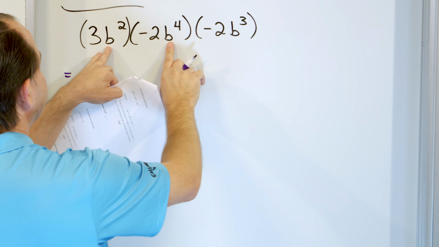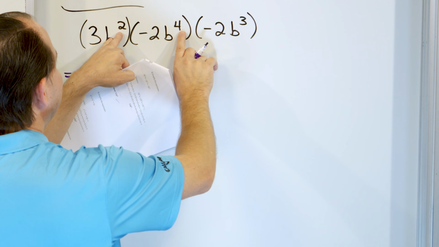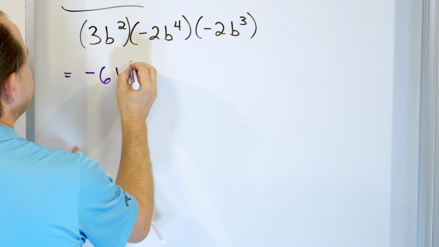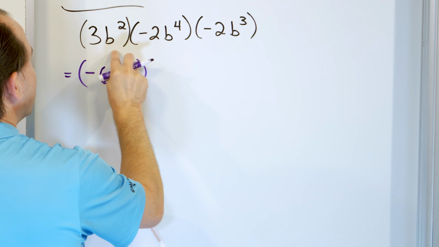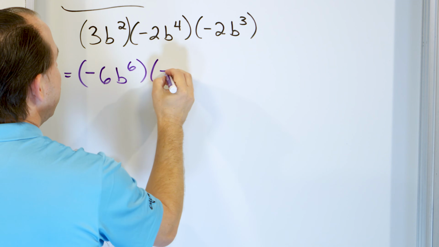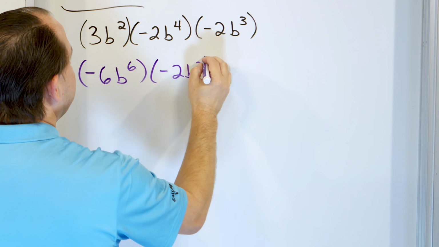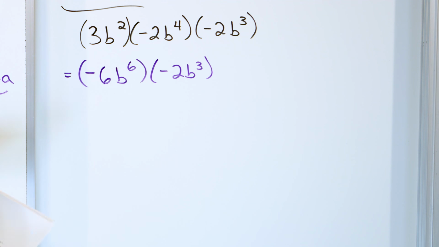And then these get multiplied, same base, and we add 2 plus 4, which is 6, so it's b to the 6th power. So these multiplied together give us this, and now we finally need to multiply by this negative 2b to the 3rd power.